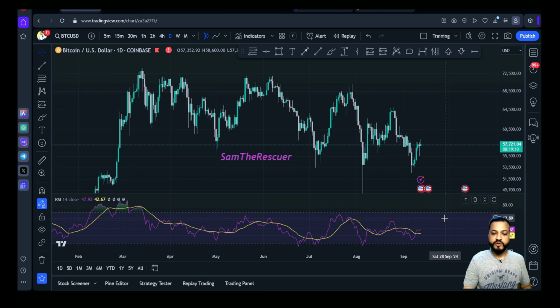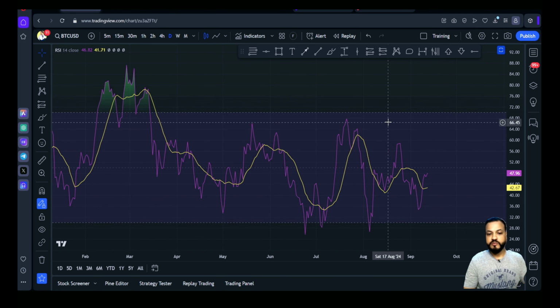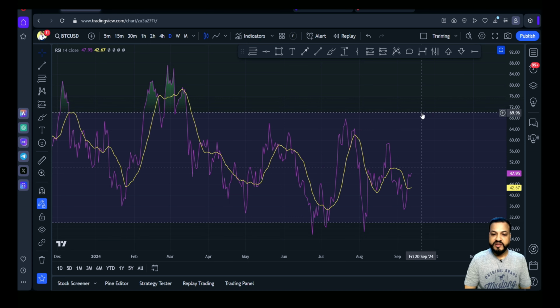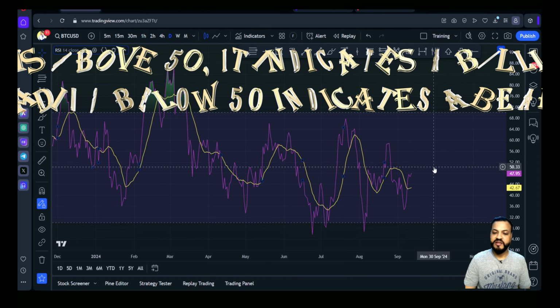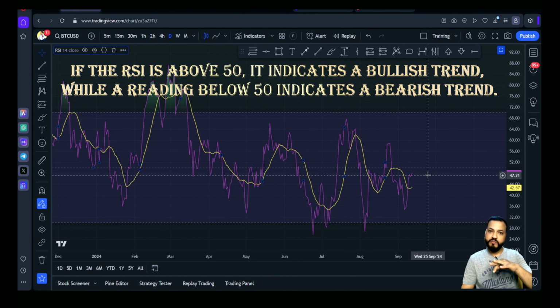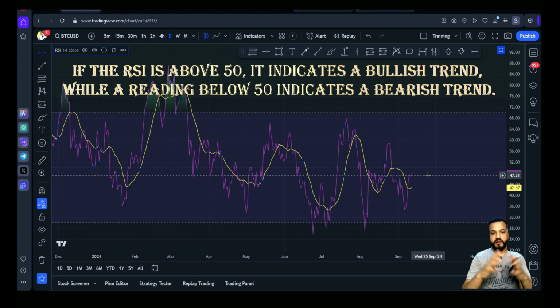So RSI, when you open this, you double click, it opens up, and you see this. This is 70, this is 30, and not many people are going to explain that you need to put 50 in the middle as well. So 50 is supposed to be the mid of the RSI. That will give an idea whether the market is bullish or bearish.